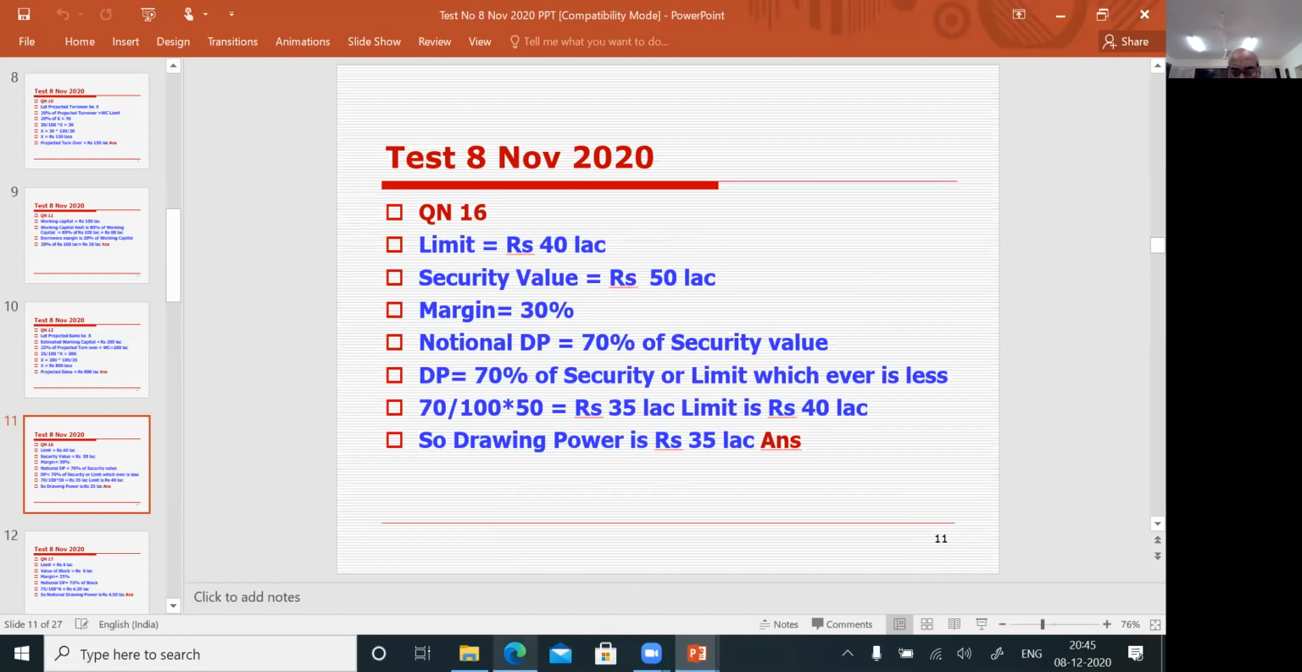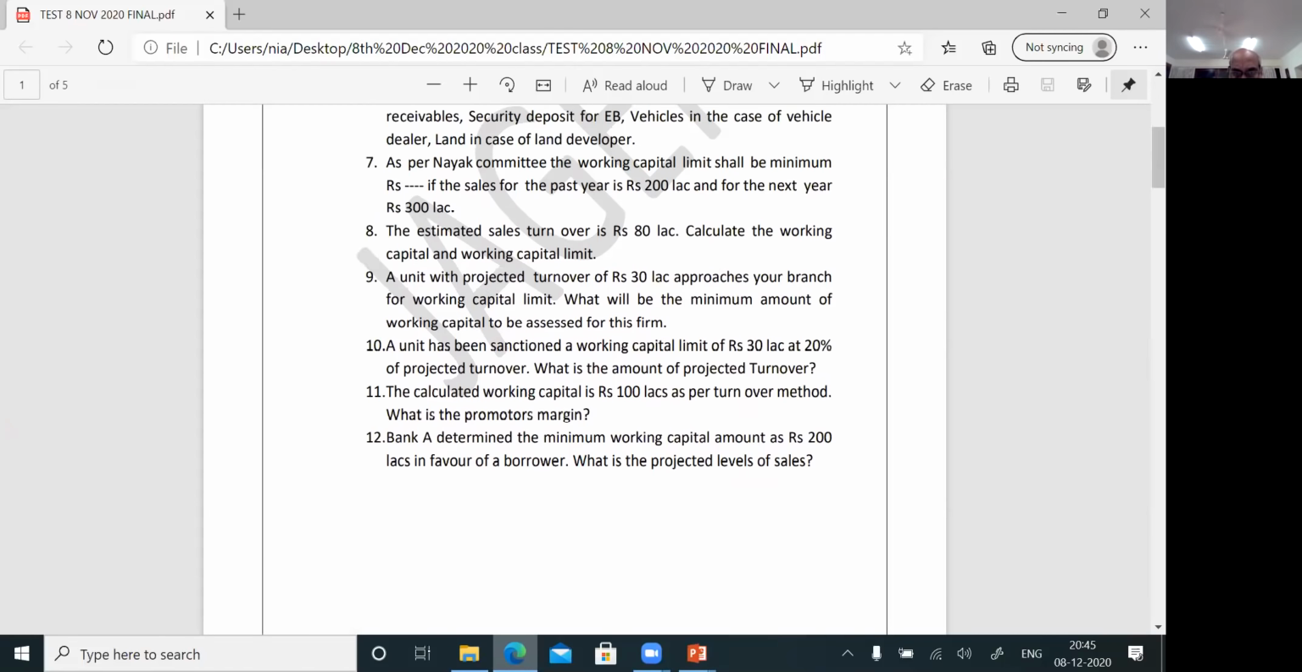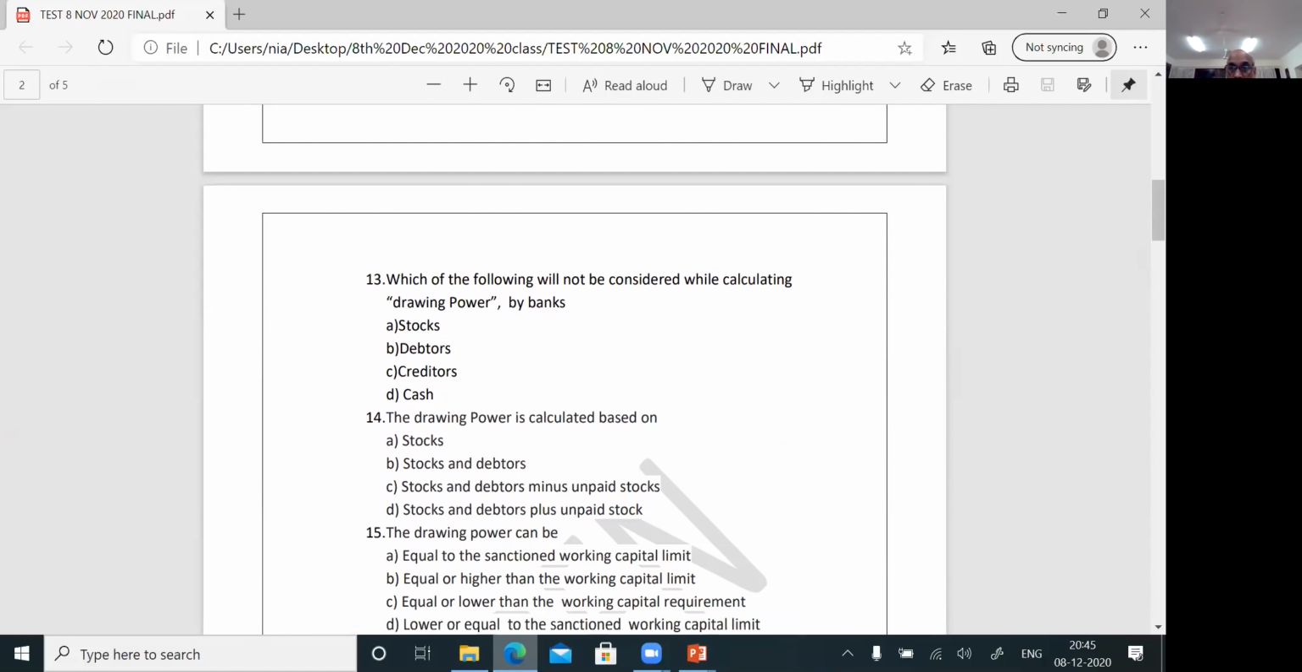Then question numbers 13, 14, we'll see. All of you should be able to answer this. Question number 13 we are doing: which of the following will not be considered while calculating drawing power by banks?